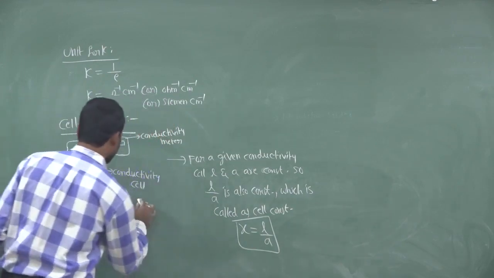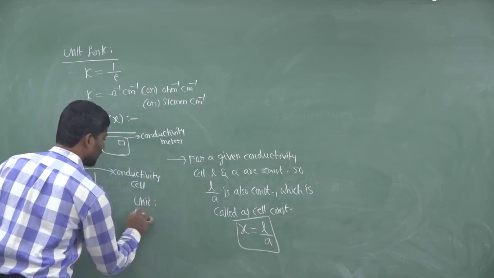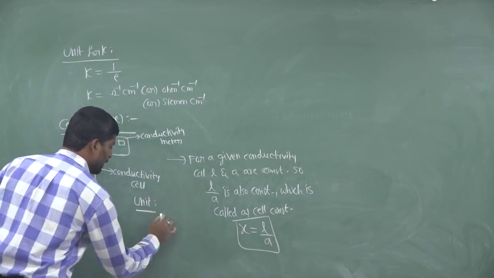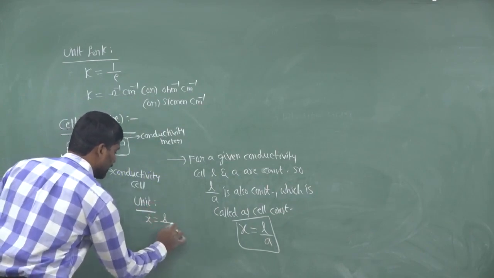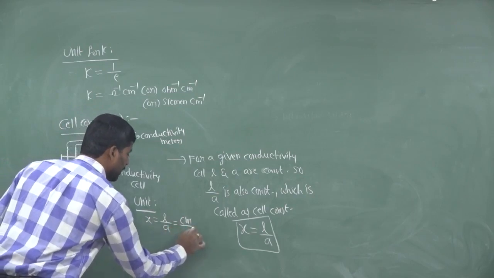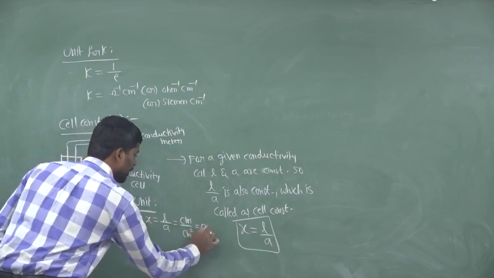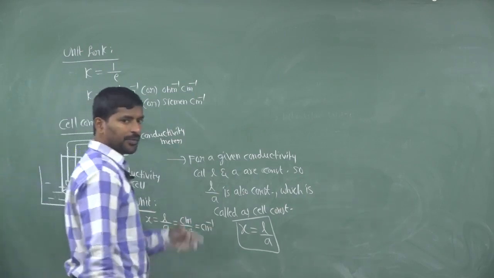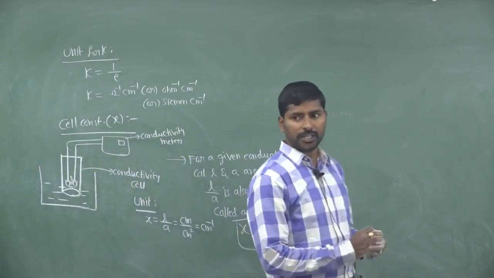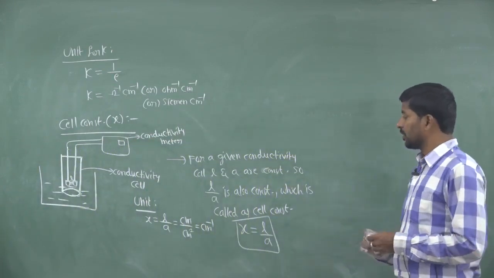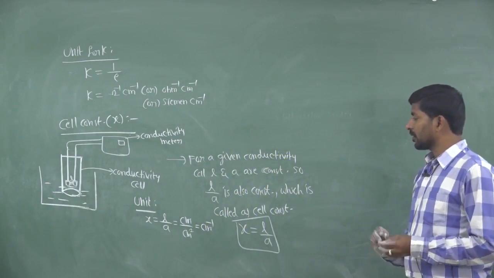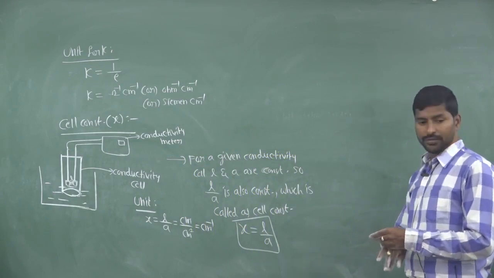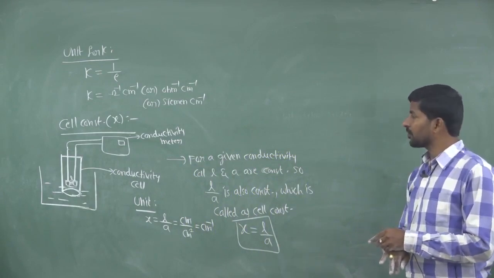What is the unit for the conductivity cell constant? L by A is centimeter by centimeter square. In CGS units we get centimeter inverse. In SI units, we get meter inverse. X is equal to centimeter inverse. That is the unit for cell constant.